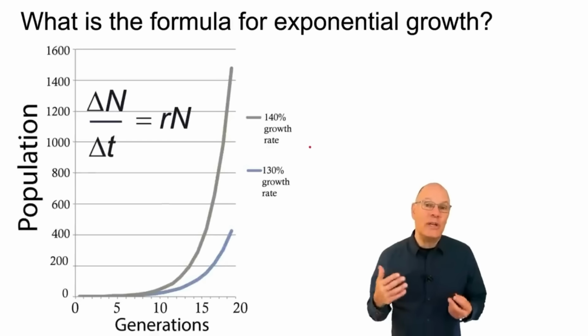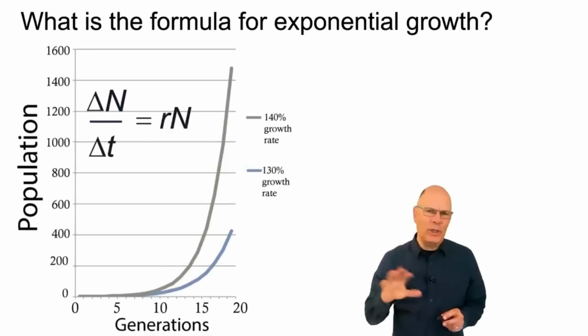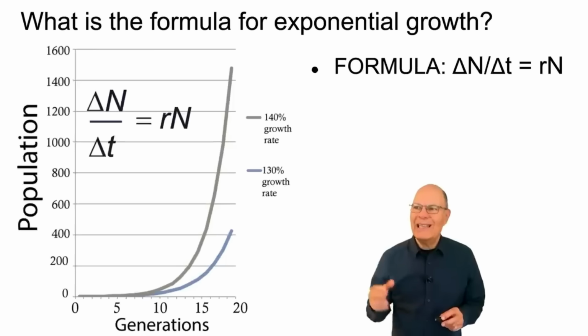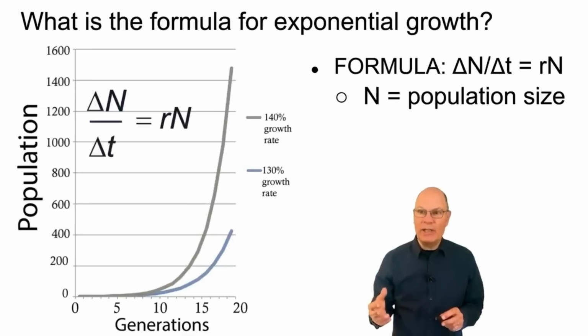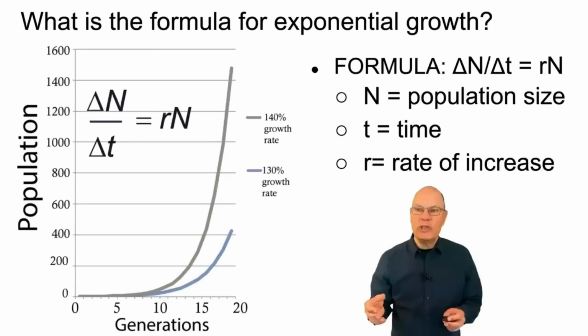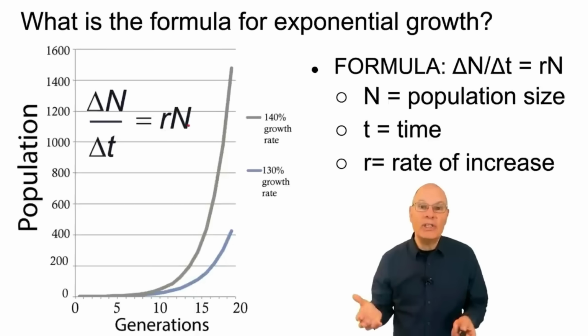Exponential growth is based on a mathematical model, and that's something you need to understand for AP Bio. You don't need to memorize it. There's a formula sheet. The formula is delta N over delta t equals r times N. And in this formula, N represents the population size, t equals time, r is the rate of increase. So in plain English, the change in population over time equals the rate of population growth times the population size.